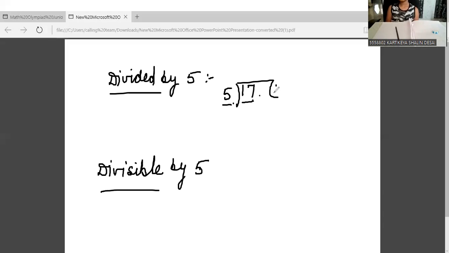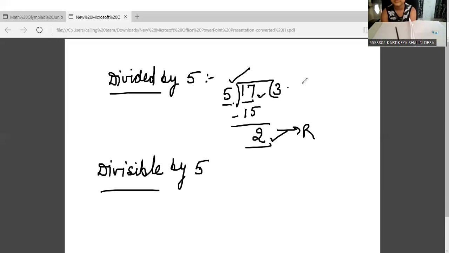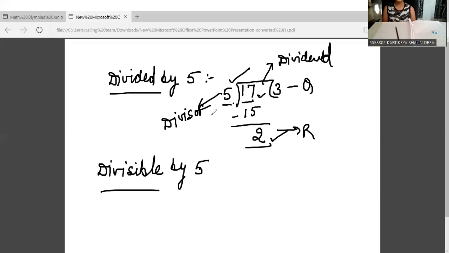What is the quotient we are getting? 3. And what is the remainder we are getting, guys? 2. So I can say that when 17 is divided by 5, we are getting a remainder of 2. This is our remainder. This is our quotient. This is our dividend, sorry, it should be D. And this is our divisor. Is it fine?